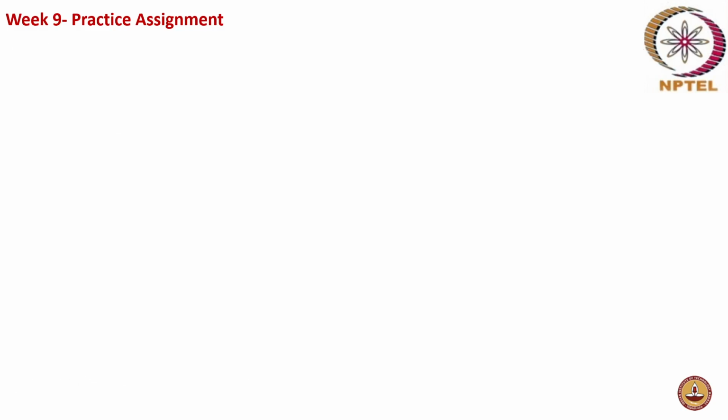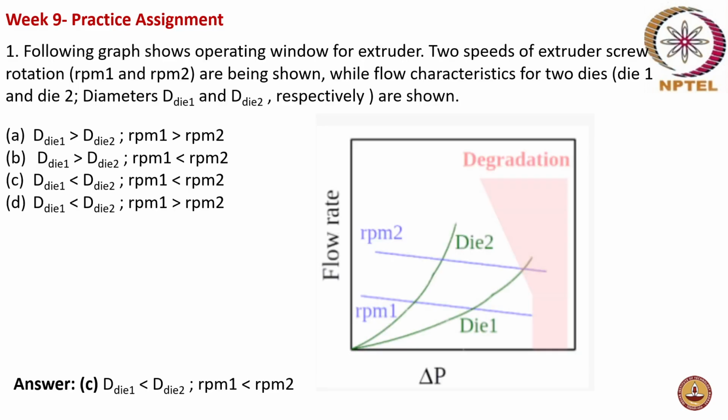Yes, you are right. So die 1 will have lesser diameter than die 2, as you said. For the same pressure drop, the flow rate for die 2 is high. So in order to have a higher flow rate, obviously it should have a larger diameter for the same pressure drop. And similarly, the RPM, right? Okay. Yes, ma'am.